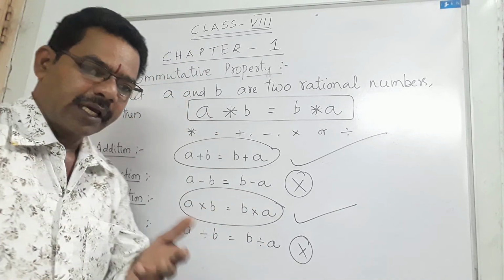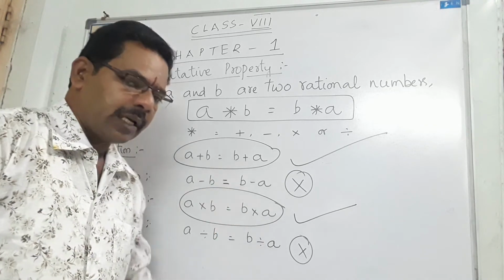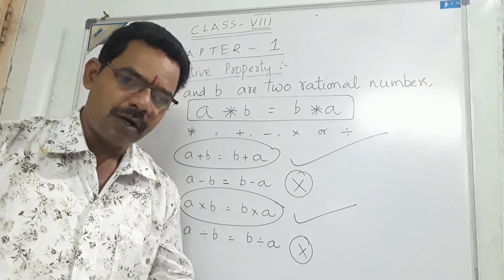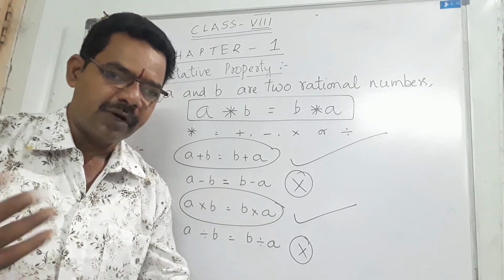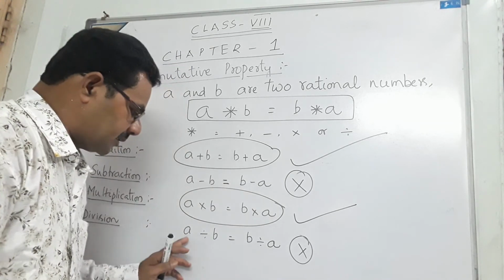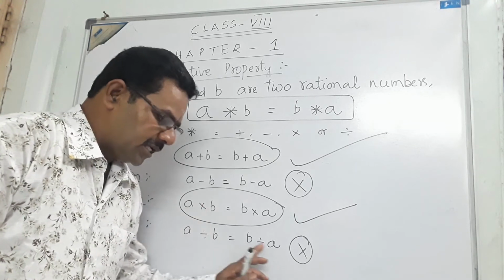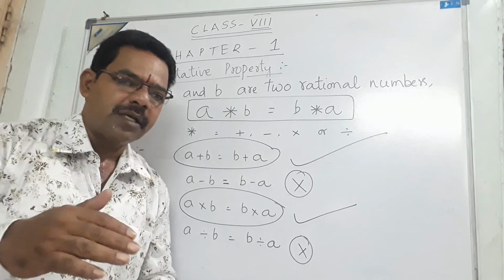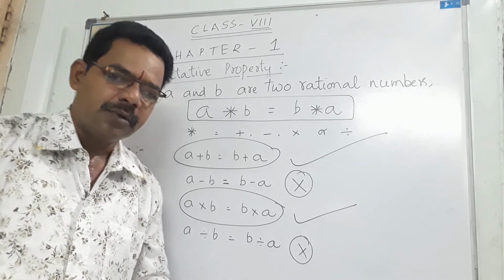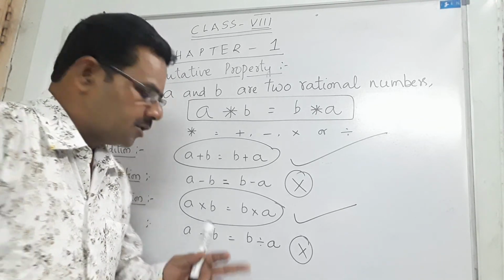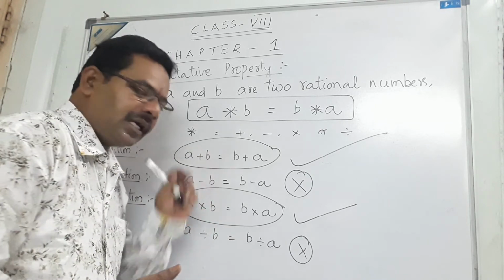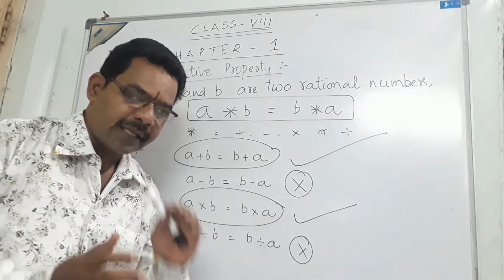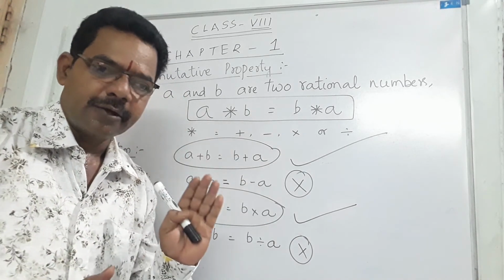Why? Because we have taken one example. You can take rational numbers: 2 minus 3 is equal to 3 minus 2? That is also not equal. One is a positive number and one is a negative number. Like that, a divided by b is equal to b divided by a, that is also not possible. 2 by 3 is not equal to 3 by 2. Both are different. Here directly we are adding, and here directly we are multiplying the numerator to numerator, denominator to denominator.